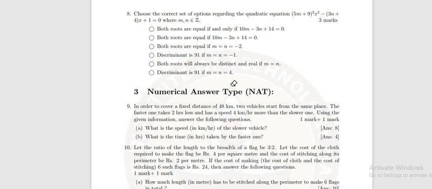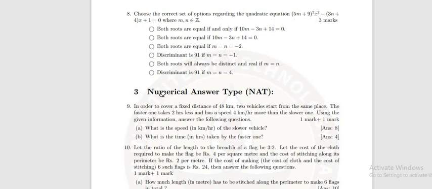So the question says: choose the correct set of options regarding the quadratic equation (5m plus n) whole square x square minus (3n plus 4)x plus 1 equals 0, where m, n are elements of Z, that is integers. These are the options given regarding this quadratic equation, and we have to find which among these options will be correct for the given quadratic equation.